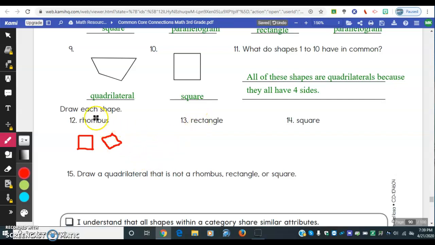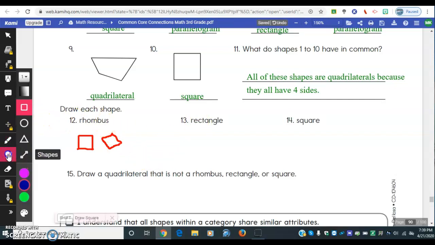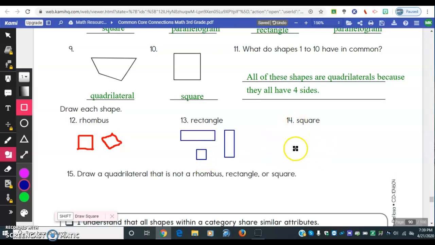All right, number 13 asks for a rectangle. This one I'm just going to go ahead and use the shape maker with since my lines were so crazy. That's a rectangle. You could go down. That's a rectangle. And don't forget, that's a rectangle too, you guys. A square is a rectangle because it has 4 right corners, 4 right angles.